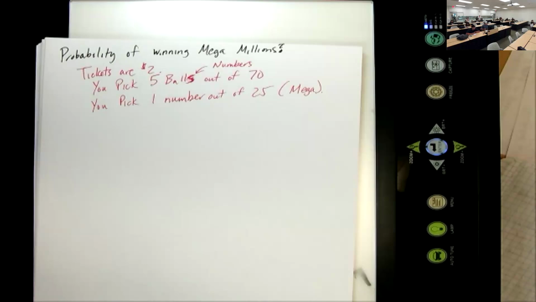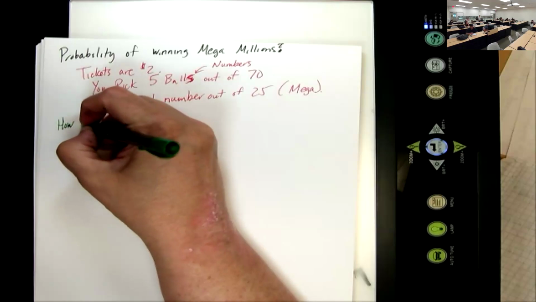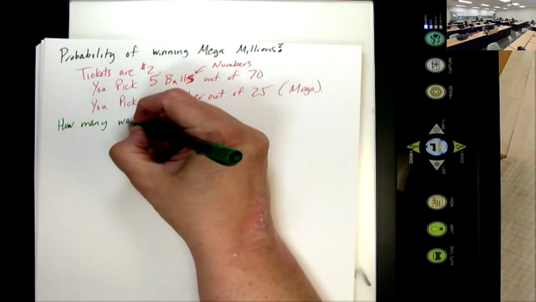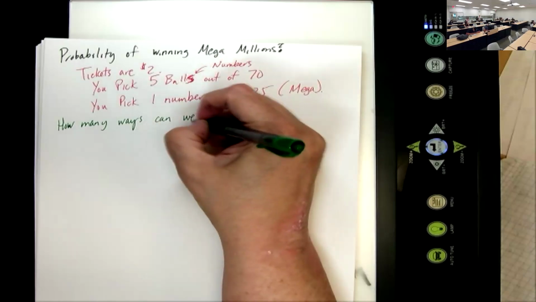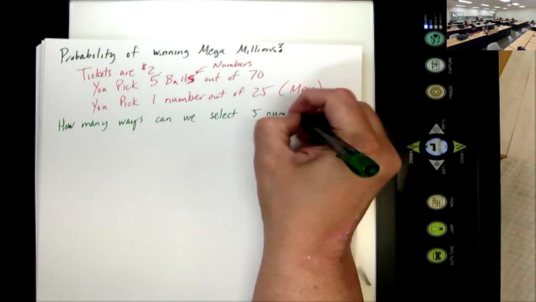Your order does not need to match the order the balls come out in. In fact, usually if you get a ticket, no matter what order you filled in the bubbles, they put them out in numerical order, because it's easier to check your ticket right away to see if you won. So, how many combinations of tickets are there? Or how many ways can we select five numbers out of 70 and 1 out of 25?